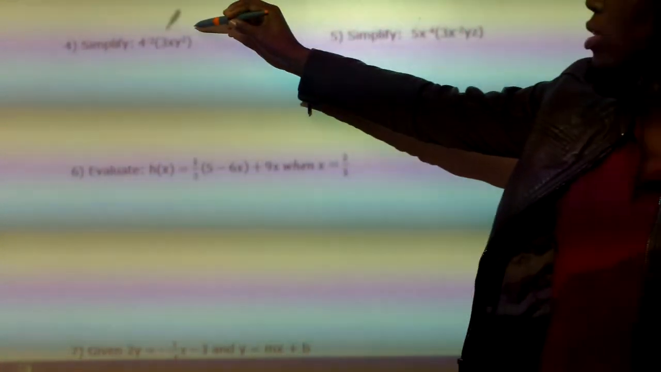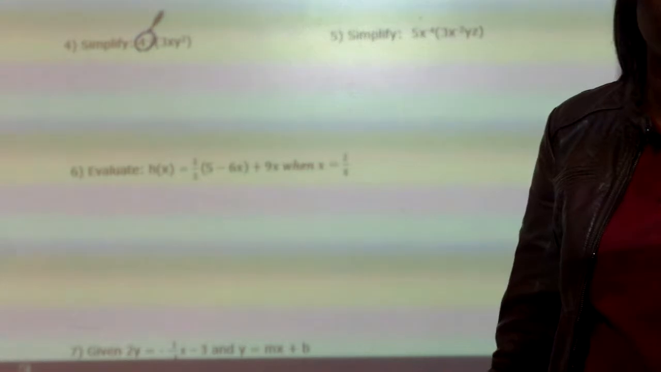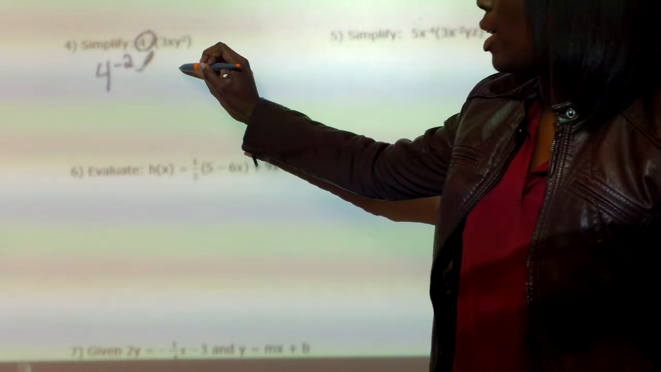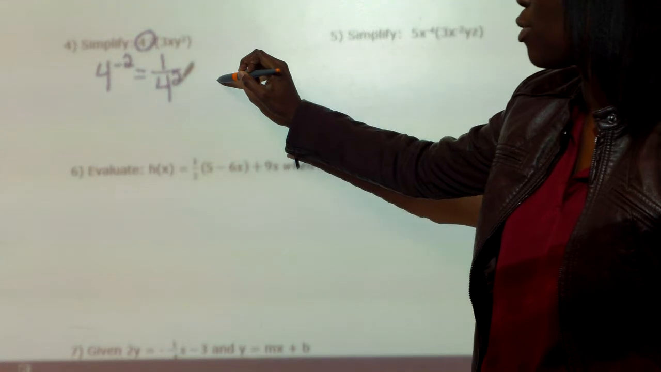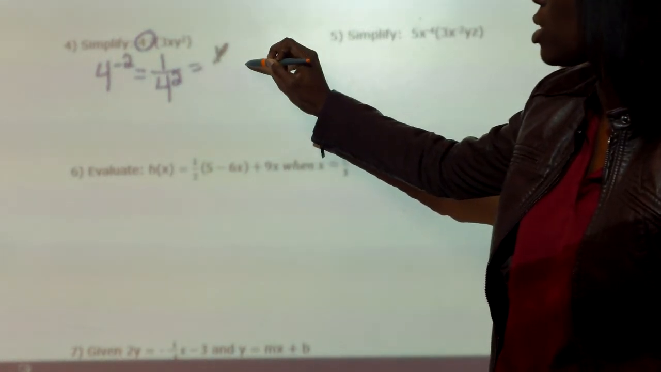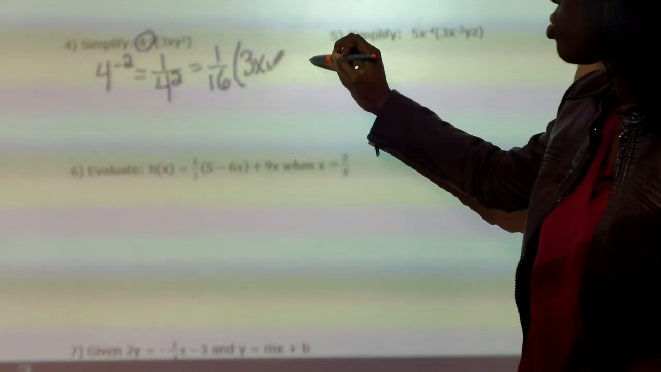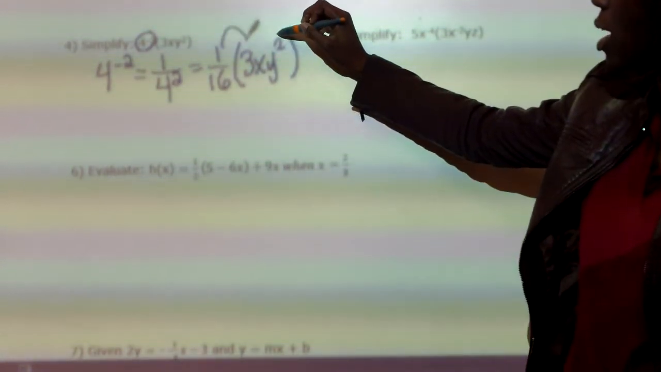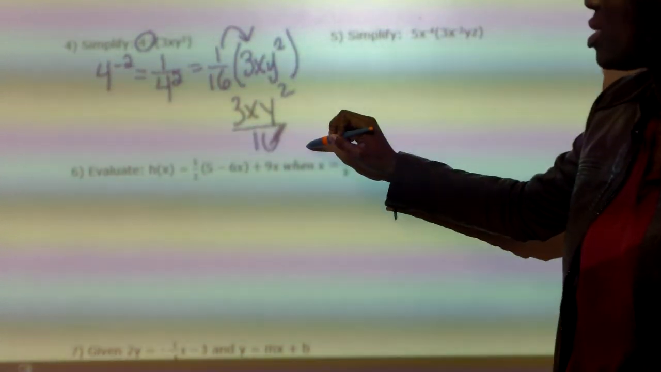Be careful on a problem like number 4, because we're distributing into the parentheses, but you don't know what this value is, so you can't distribute 4 to the negative 2 in the parentheses. First you need to reduce 4 to the negative 2, and then remember to get rid of a negative exponent, you move it to the opposite side of the fraction. So 4 squared is 16, so the number you're actually putting in the parentheses is 1/16. And we're multiplying that times 3x to the y squared. Then when we distribute that 1 times 3, we end up with a final answer of 3xy squared all over 16.